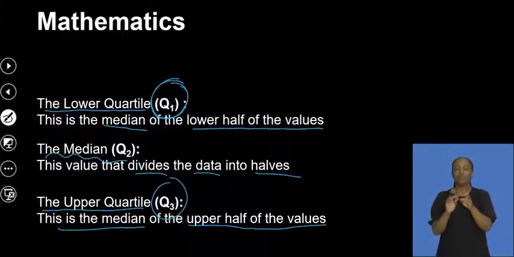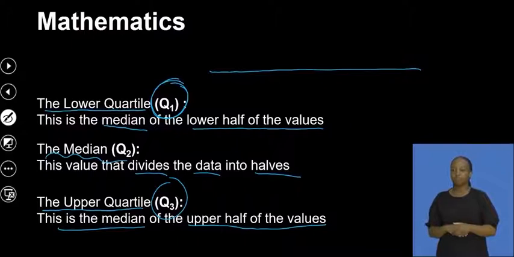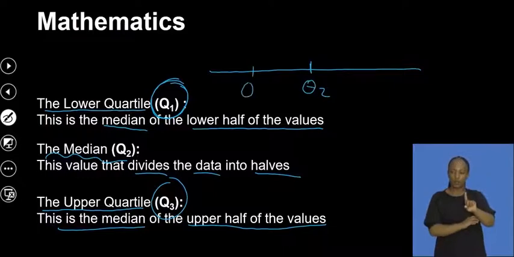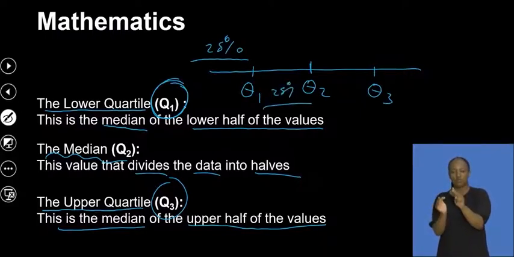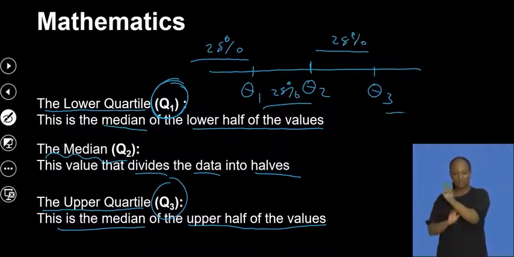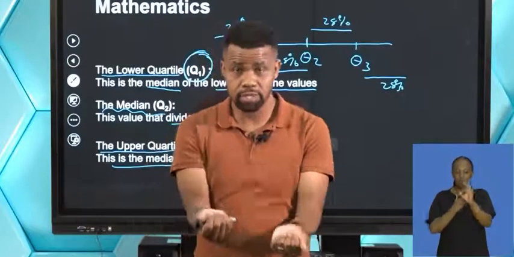So another way we can look at this is that if I do my data, we're going to have Q2 there, which is our median. We're going to have our Q1 there. We're going to have our Q3 there. So from there to there, you have 25% of data. And from there to there, you have 25% of the data. And from there to there, it's 25. Then another 25% of data, which is our quarters.